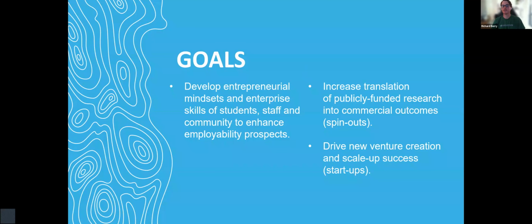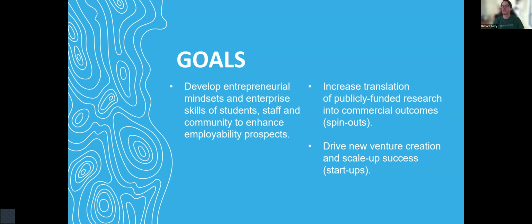We also work with our researchers to translate the awesome research that they do in the lab and out in the field into commercial outcomes, or we call them spin-outs when it's appropriate. And finally, for many of you on the call, you'll be driving new venture creations. We'll be supporting you to do that through scale up success, so startups.